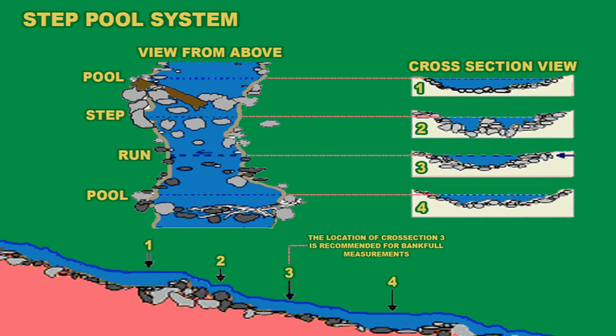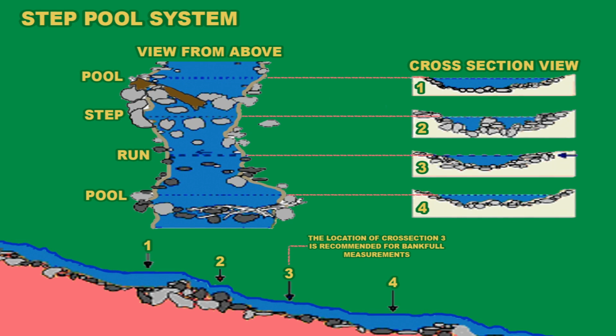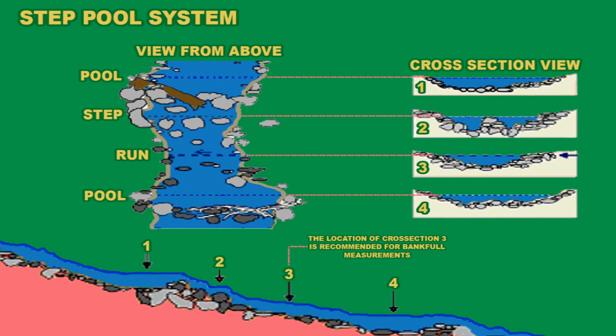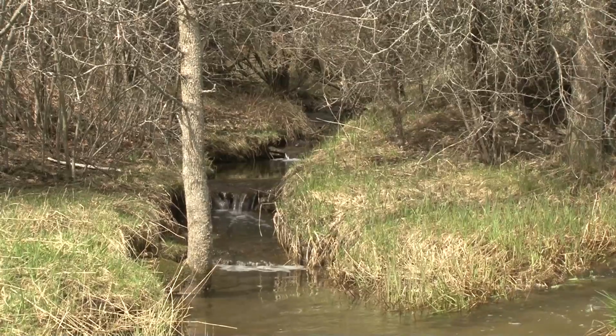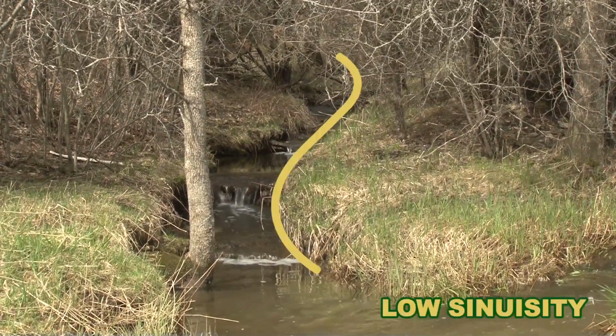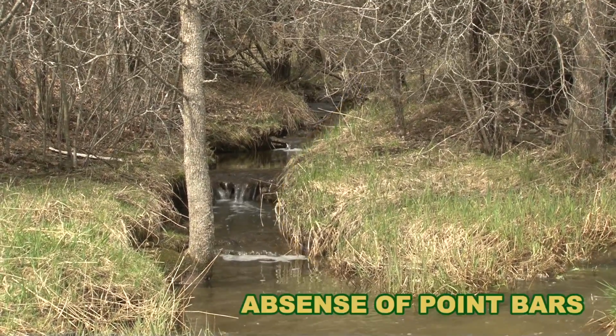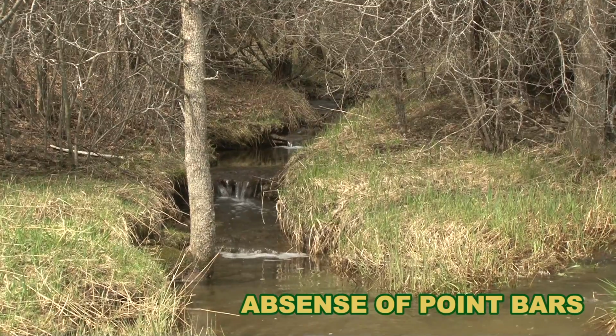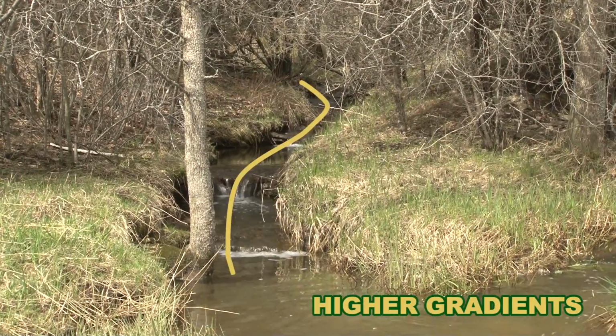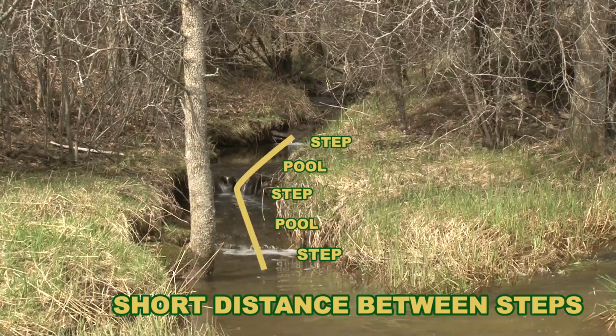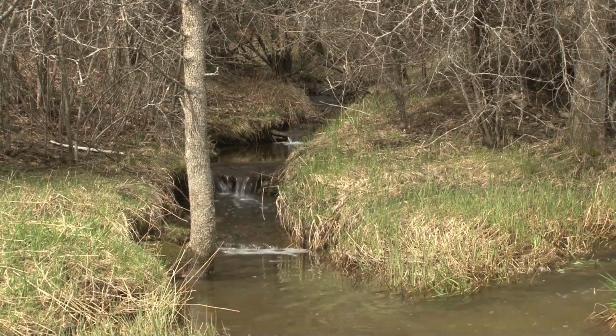In developed landscapes, they are often present in areas that cut through abandoned ponds where slope is at least locally increased and the channel is temporarily confined by the old pond deposits. Step pool systems are identified by low sinuosity, little if any point bars, and if present on both sides of the river, higher gradients, and shorter distances between steps and pools.